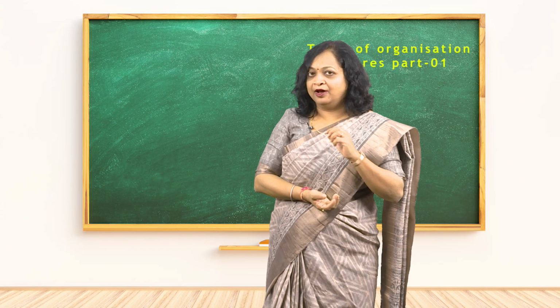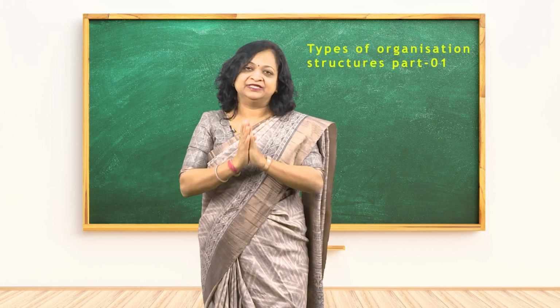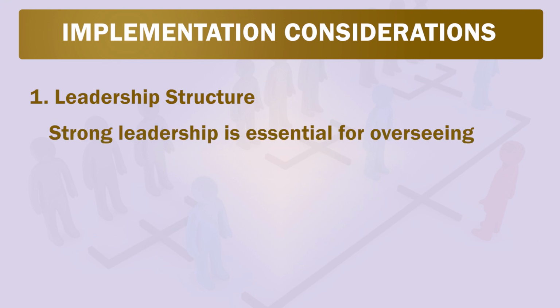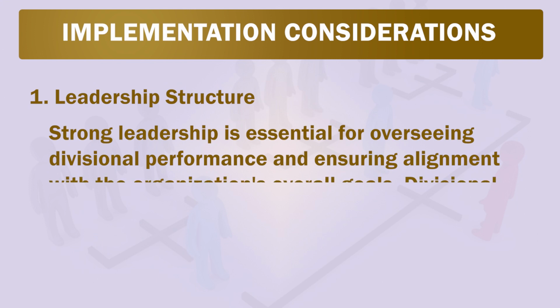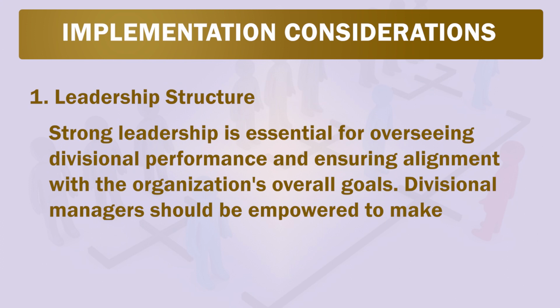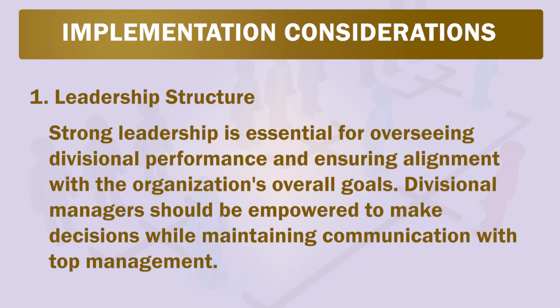Okay. Now, what are the implementation considerations if you want to go for a divisional structure? The first is leadership structure. Strong leadership is very essential for overseeing divisional performance because it ensures alignment with the organization's overall goals. Divisional managers should be empowered to make decisions while maintaining communication with the top management.